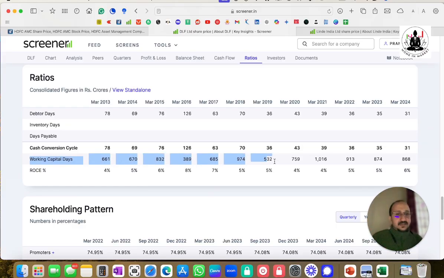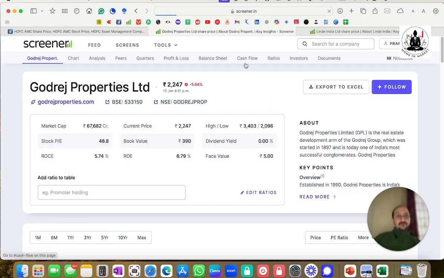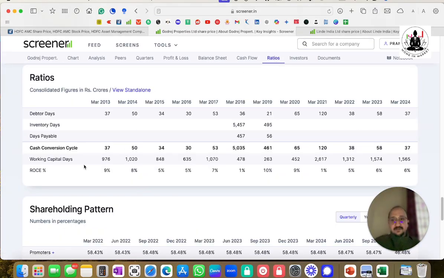These are the number of days they took. So it's quite long. For example, Godrej Properties. Again, it's a real estate company. In a real estate company, see guys, working capital days is quite long. Cash conversion cycle is also long.